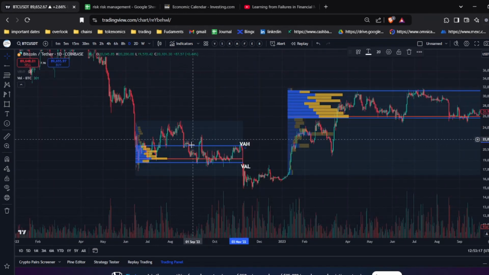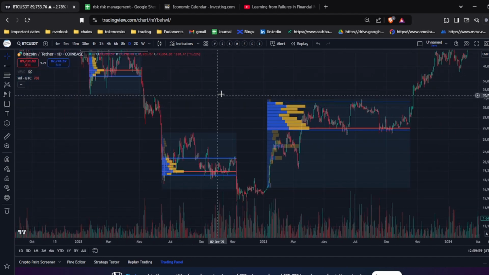The second important thing for fixed volume range is the value area. First value area over there. This is the value area high, and below the point of control is the value area low. It is the range of prices where a significant percentage of volume, commonly 70%, occurred. So you can see only 70% of volume occurred here, and the point of control has the highest volume.